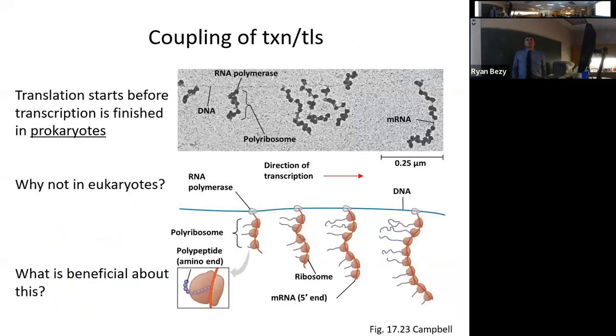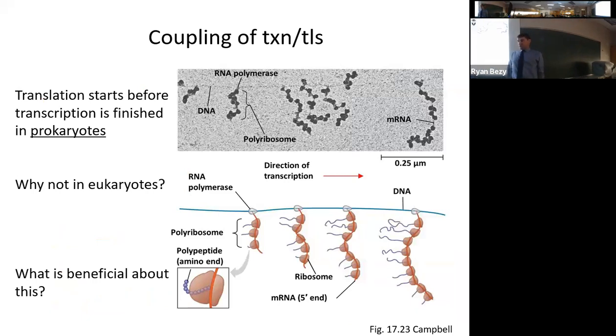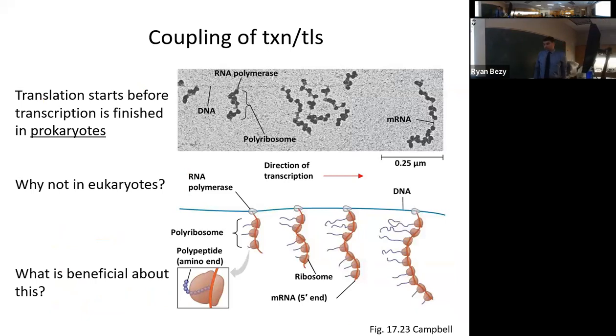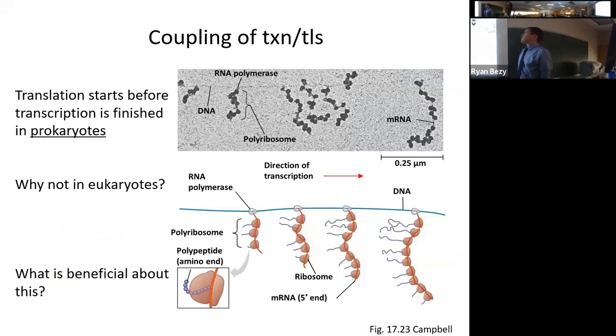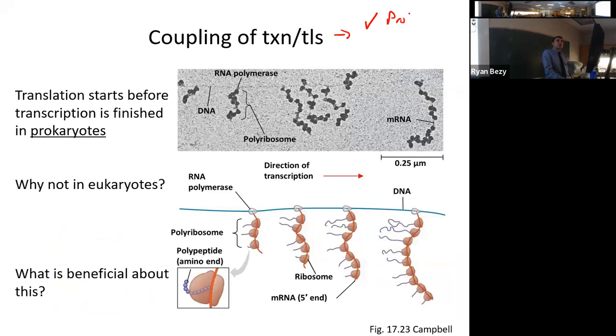The other thing to keep in mind is that in prokaryotes, but not eukaryotes, transcription and translation are coupled. So the coupling of transcription and translation does take place in prokaryotes, but does not in eukaryotes. Eukaryotes do not have coupled transcription and translation.